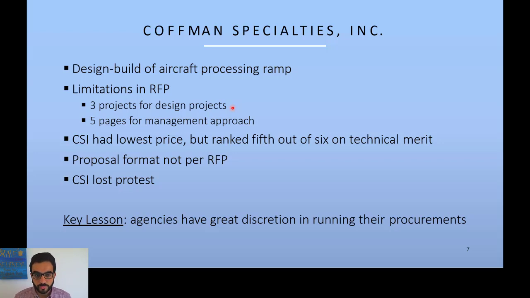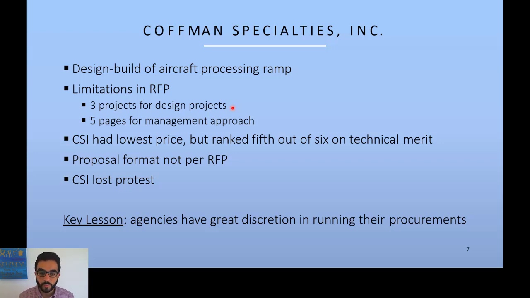CSI was the lowest price, so it seems here it's not a progressive design build. It's kind of a lowest bid or technically acceptable lowest price kind of approach, which is not recommended by DBIA, but that's the case here. CSI here was the lowest price, but they ranked 5th out of 6 on the technical merit.